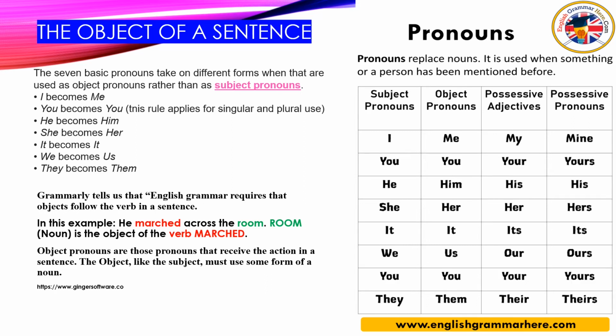So that's when this kind of knowledge is really helpful. Grammarly tells us that English grammar requires the object follow the verb in a sentence. And here's an example. He marched across the room. Room is the object of the verb marched. Object pronouns are those pronouns that receive the action in a sentence. The object, like the subject, must use some form of a noun.